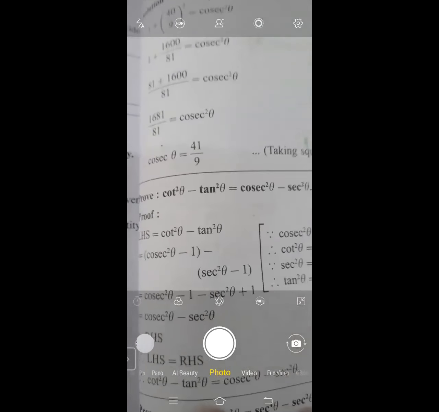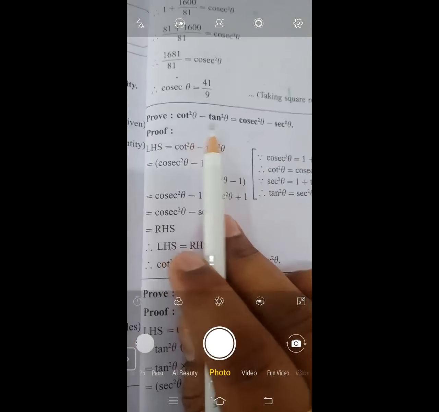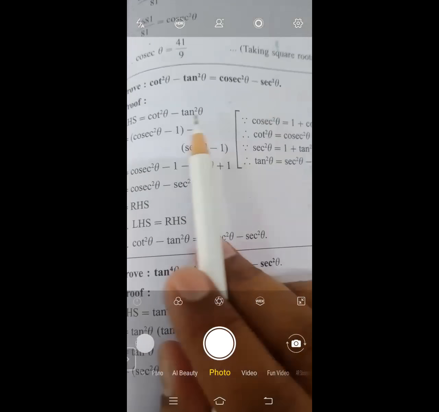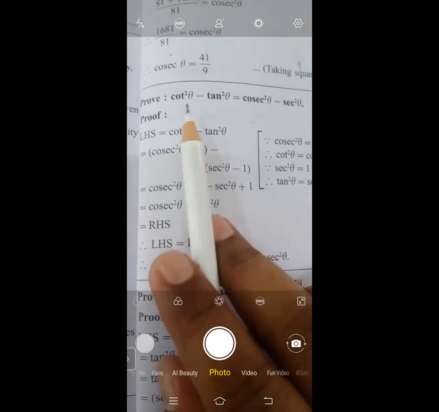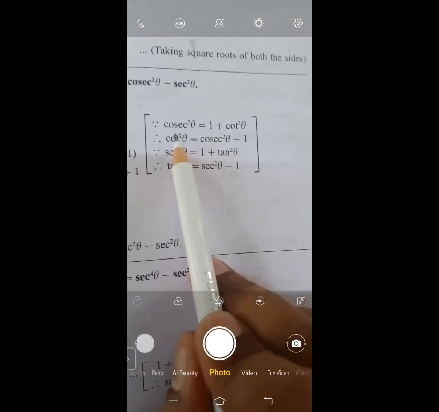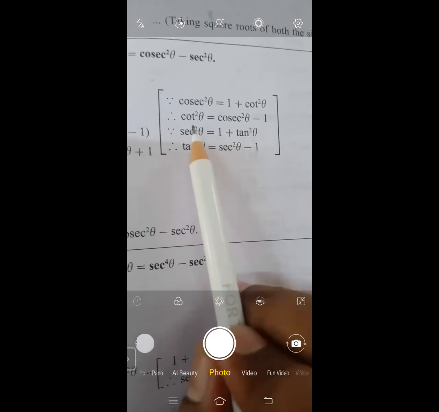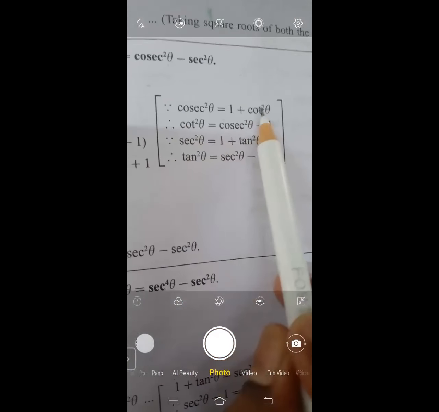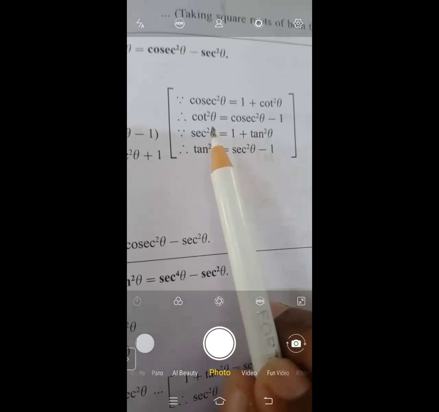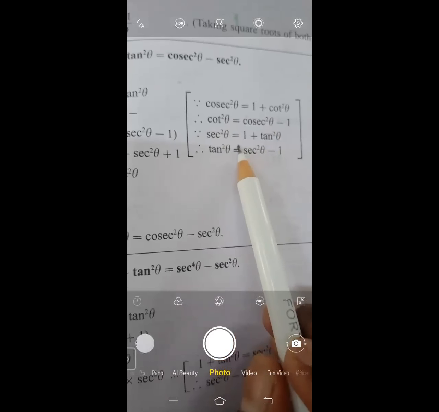Go through the identities again and again, so it will be helpful for you to recognize them while solving. Okay, we have to prove that LHS is equal to RHS. Cot square theta minus tan square theta equals cosec square theta minus sec square theta. So LHS is cot square theta minus tan square theta. Okay, so here they have written all the identities. You can see cosec square theta equals 1 plus cot square theta. So in terms of cot square theta, they have just interchanged the values. Cot square theta is equal to cosec square theta minus 1. Okay, this 1 has traveled to this side, so it is cosec square theta minus 1.